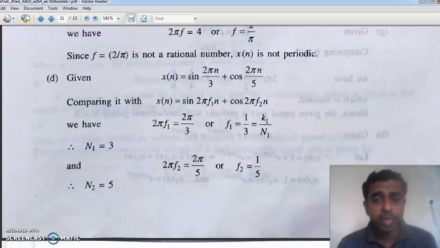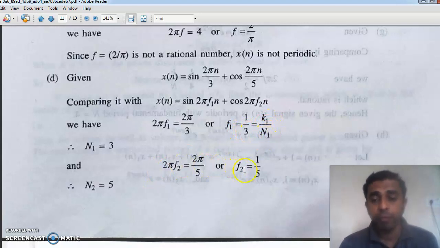That's a composite signal. Individually they are periodic because omega naught is 2 pi by 3. Here also omega naught is 2 pi by 3. Individually they are periodic, and this is the first period, that is 2 pi, for the first signal sine 2 pi f1 n plus cos 2 pi f2 n. You can say the fundamental frequency 2 pi f1 is equal to 2 pi by 3, or f1 is equal to 1 by 3, that is equal to k1 by n1.